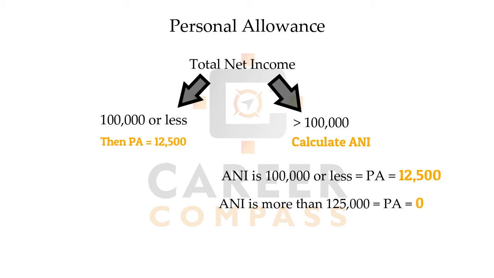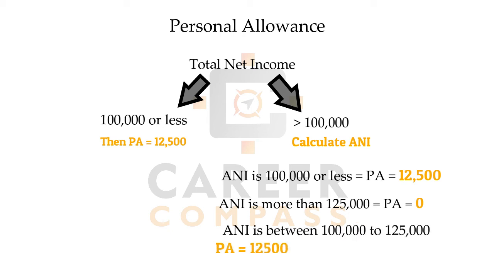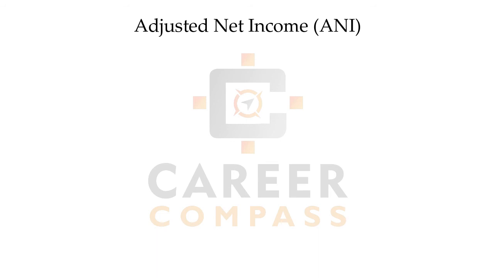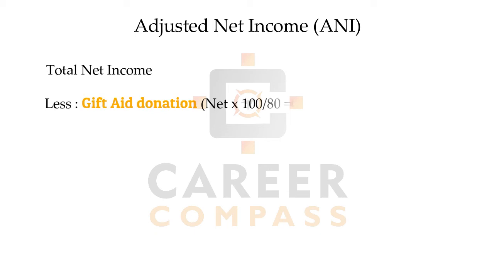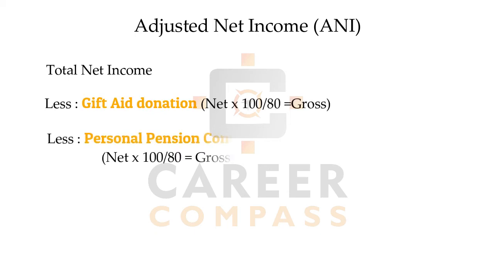And now you may ask, sir, what if the person has ANI between 1 lakh and 1,25,000? Then, students, I have given the formula here. You have to apply that formula, and whatever amount comes, that will become your personal allowance, right? Now, students, how to calculate the adjusted net income? It is very simple. You have to take the total net income, and then you have to deduct the gross gift aid donation, and you also have to deduct gross personal pension contribution. That will come up with the adjusted net income.